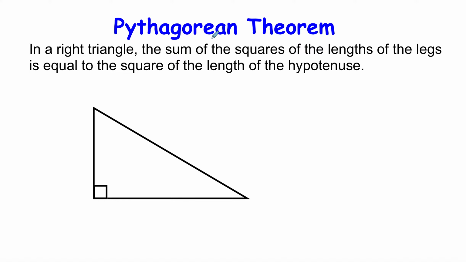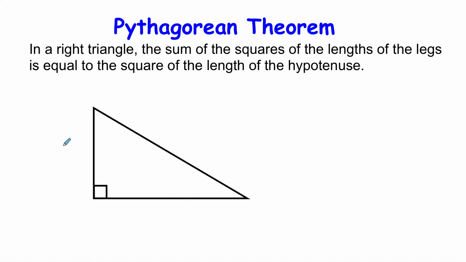The Pythagorean theorem says this. This is the first theorem of the year. Maybe in class we will prove it so that you can see where it comes from. But the Pythagorean theorem just says this: in a right triangle, the sum of the squares of the lengths of the legs is equal to the square of the length of the hypotenuse. That's a lot of words. What does that mean? Well, it means this.